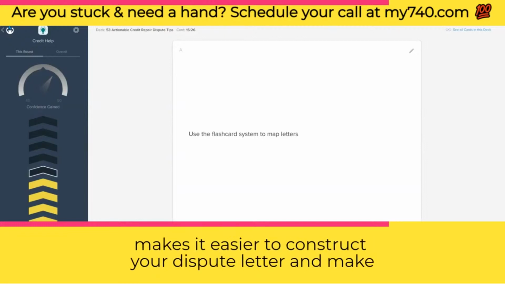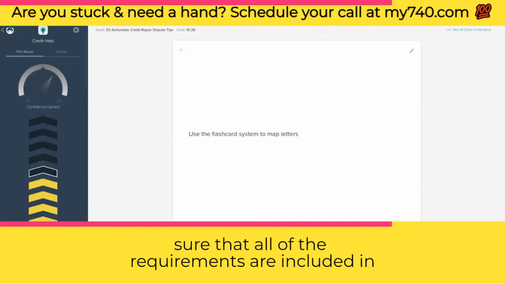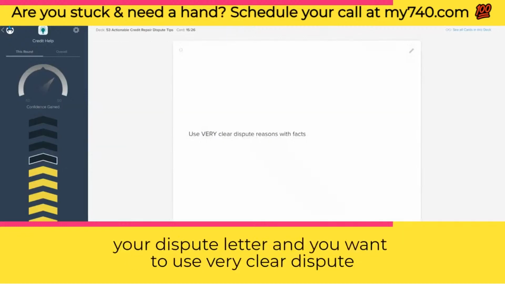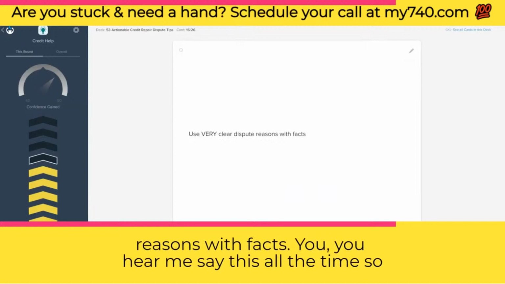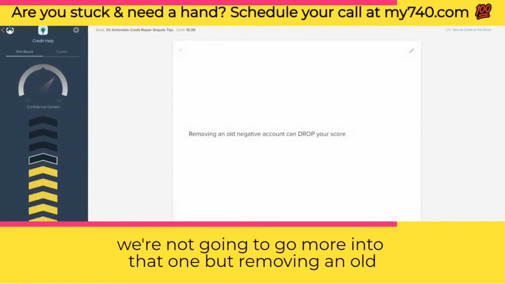So it makes it easier to construct your dispute letter and make sure that all of the requirements are included in your dispute letter. And you want to use very clear dispute reasons with facts. You hear me say this all the time, so we're not going to go more into that one.